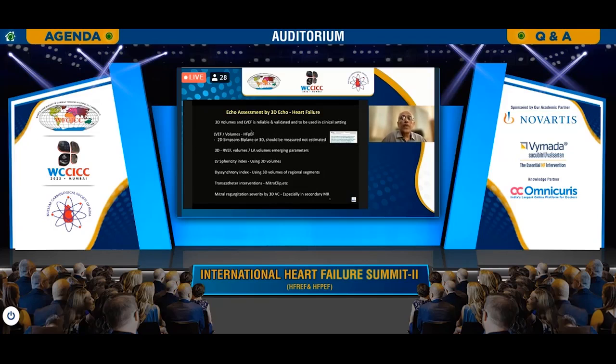And when it comes to preserved ejection fraction, it gets a quote here in the document that 3D can be used and should be used, and it should not be estimated. And when it comes to the RV EF and volumes, LA volumes, these are emerging parameters. More data would be welcome. And there's also mention in the literature about using the sphericity index, looking at the RV and LV remodeling, rather than doing a direct measurement using the 3D volumes itself.